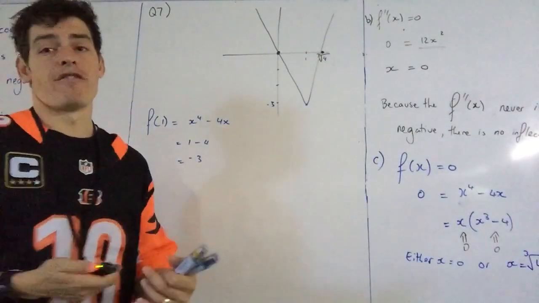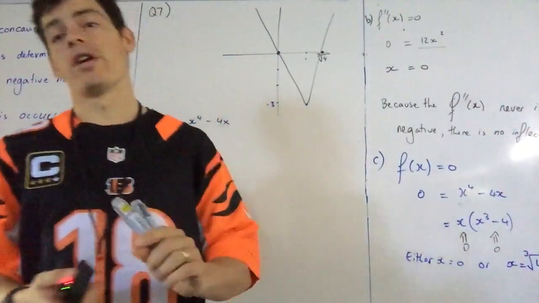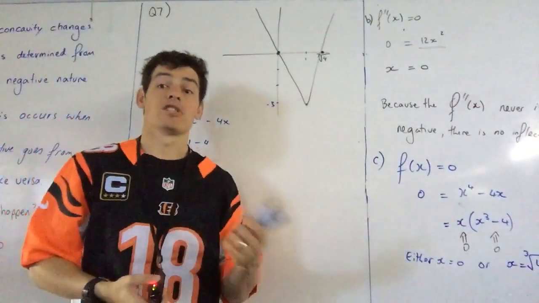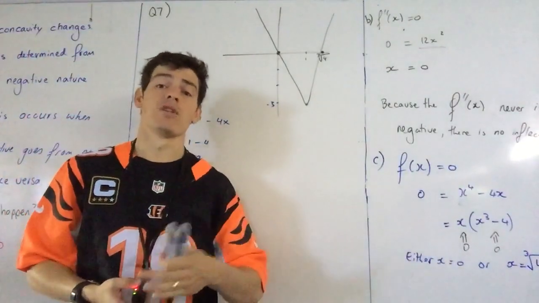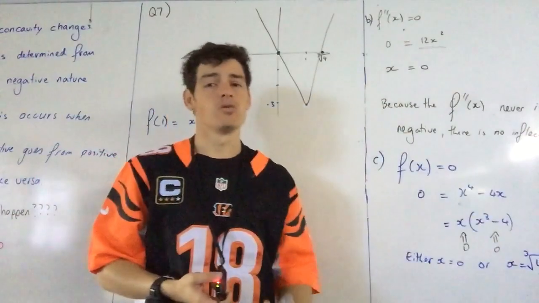Being very aware of the fact that our point of inflection occurs when f double dash x equals 0, providing there is a change between our signs. So it has to go from positive to negative or negative to positive, which almost always occurs when f double dash equals 0, but you do need to be careful.